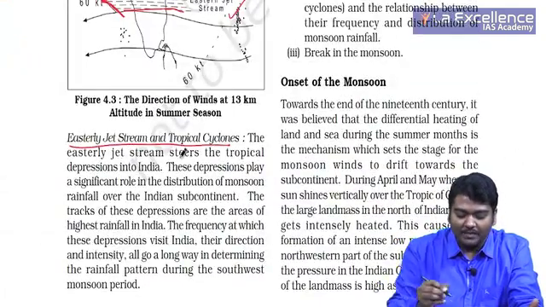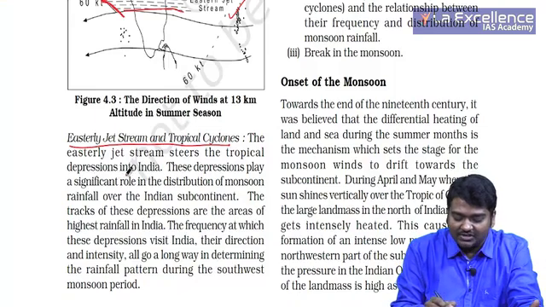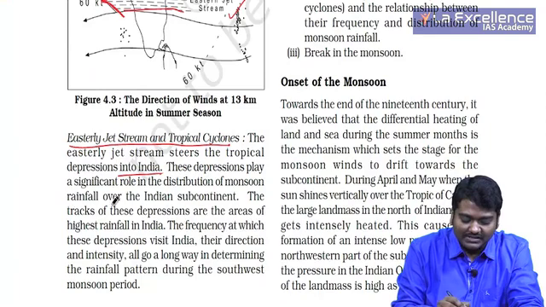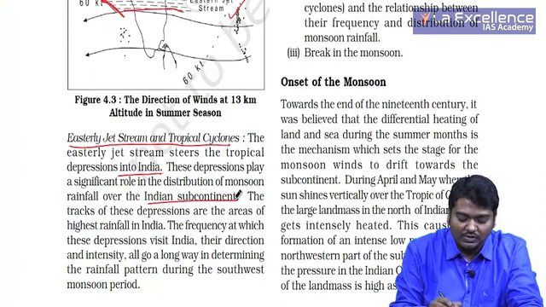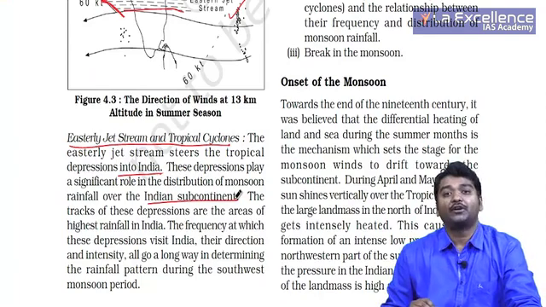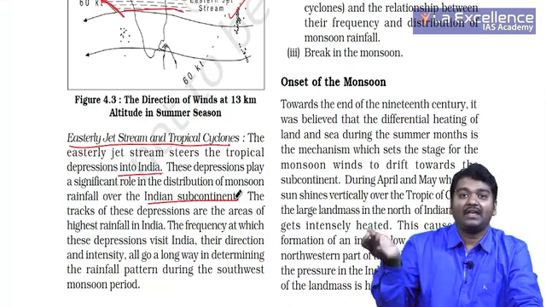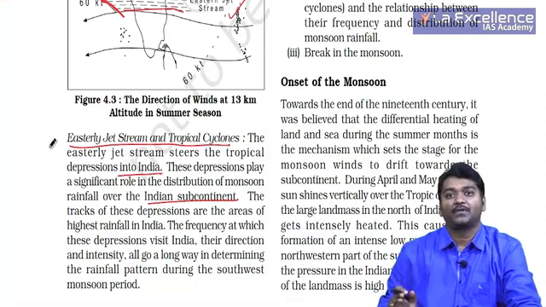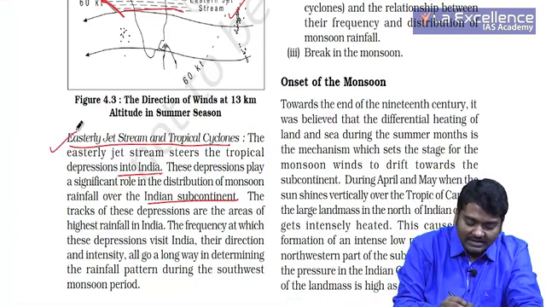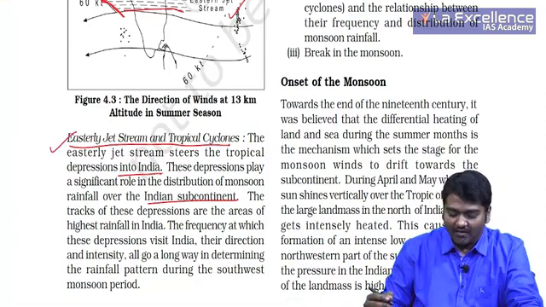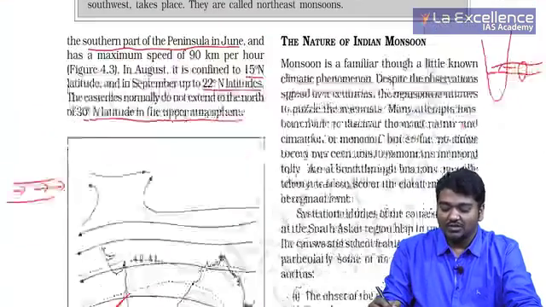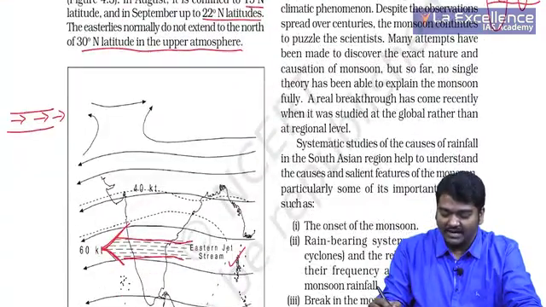Easterly jet stream and tropical cyclones. The easterly jet stream steers the tropical depressions into India. These depressions play a significant role in the distribution of monsoon rainfall over the subcontinent. Why? If any depressions form in the Bay of Bengal, they are carried towards India because of these easterly jet streams. Very, very important for us. So you should be able to understand this.